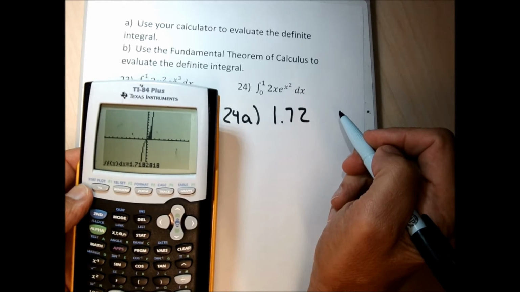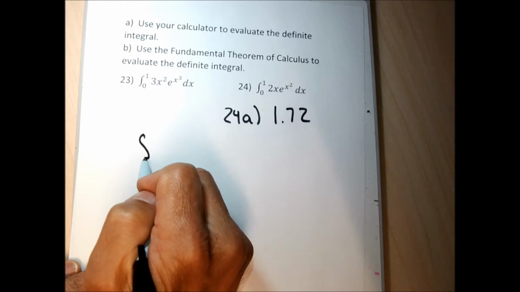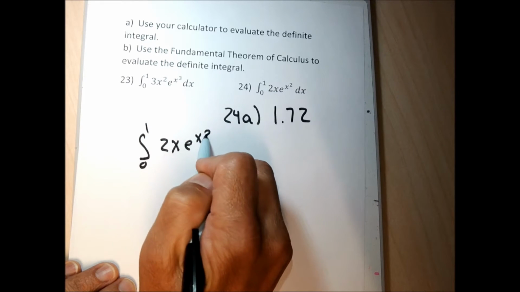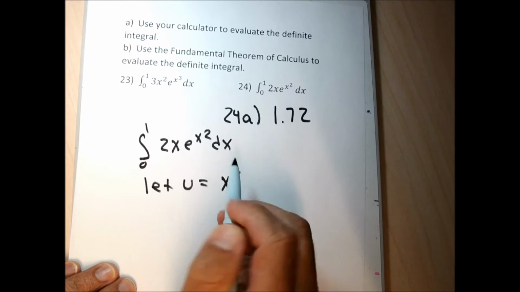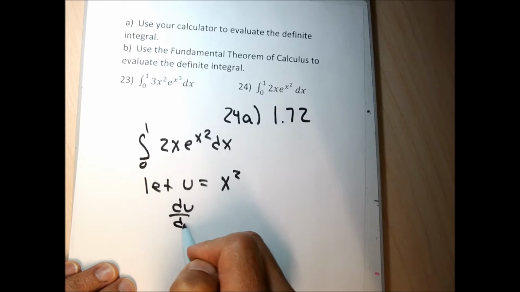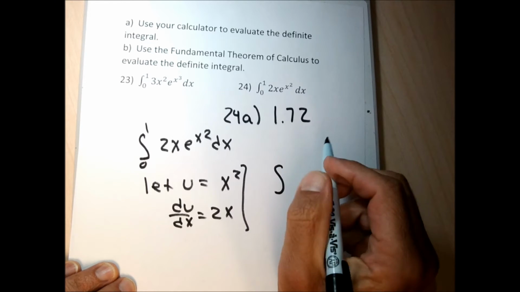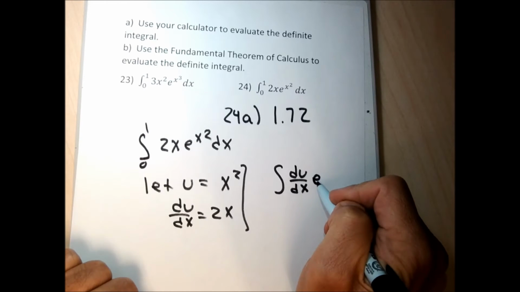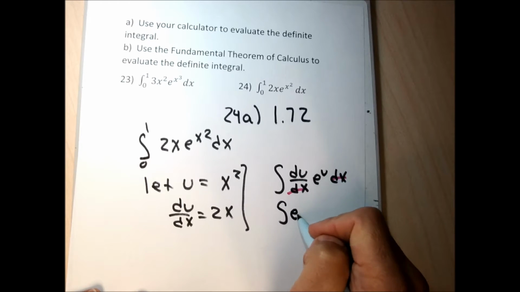Let me try to do the work by hand now. So I'm going to need to do U substitution. I'm going to let u equal x squared. Then du dx is going to be 2x. So I'm going to rewrite this without the numbers. The 2x is going to turn to du dx. The x squared is going to turn to u, and then I have the dx. The dx's cancel. This gives me the integral of e to the u du.